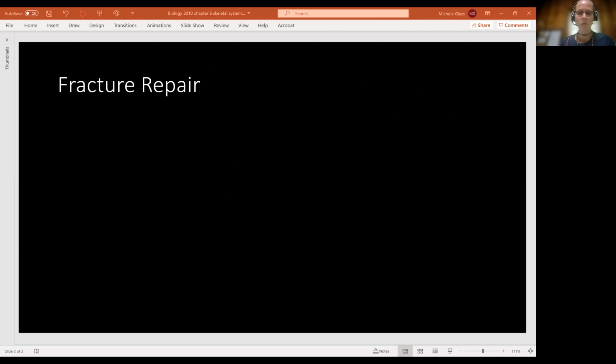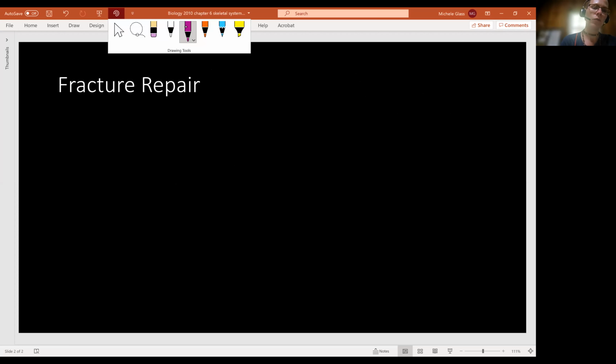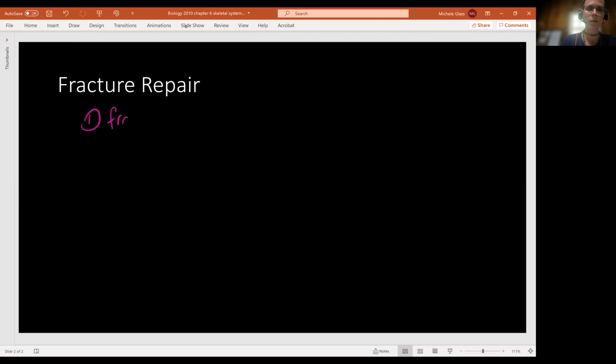Okay, so let's move on to our discussion of fracture repair. And what we'll see happening to begin is, of course, the fracture must occur. And when the fracture occurs, remember you're going to get bleeding from the bone, and depending on the type of fracture, you're going to have bleeding in other tissues. And so we're going to see blood clots forming. The blood clot is something that we'll talk about in the cardiovascular system, so that'll be something we talk about in the future.